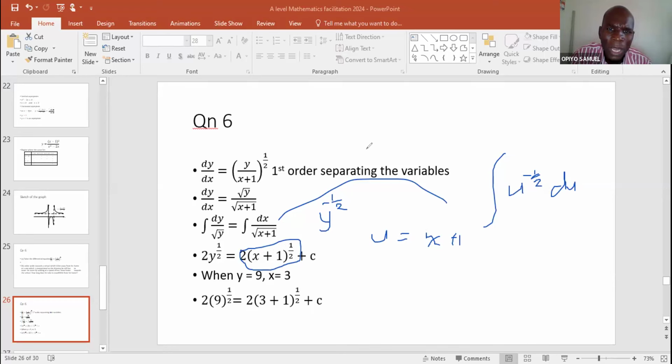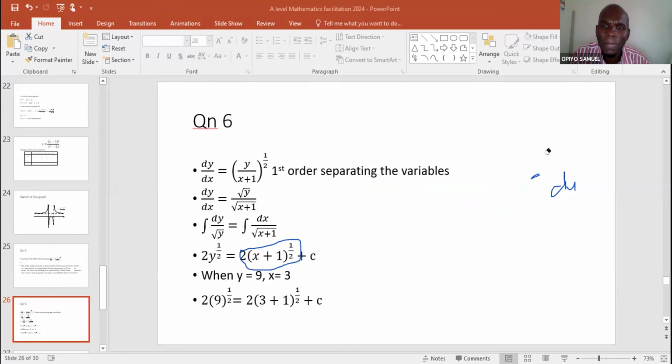Unfortunately, in the process of typing the question, I forgot to include the initial conditions. The initial conditions are here: x equals 3 when y equals 9. So you can use this to get the constants. Okay, thank you, sir. You're welcome.